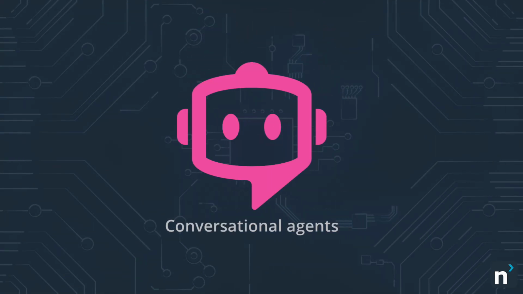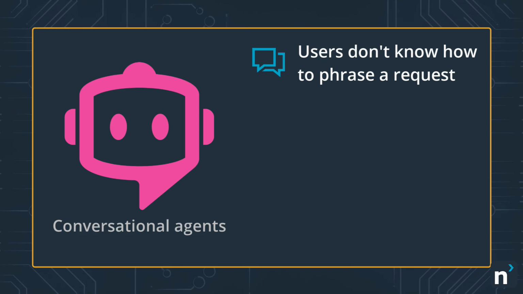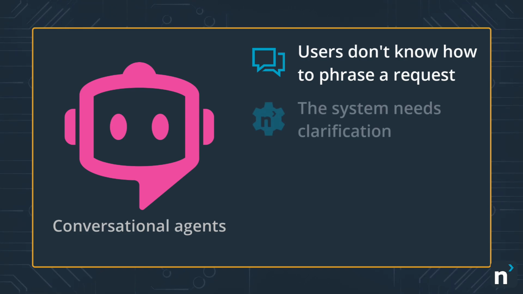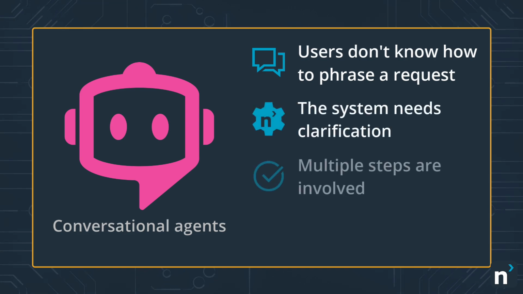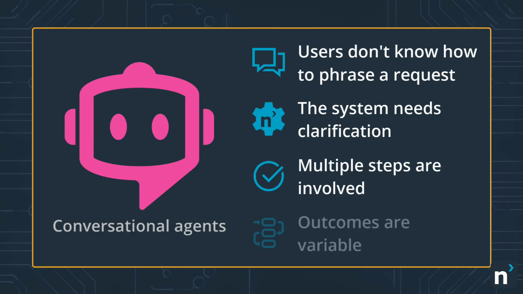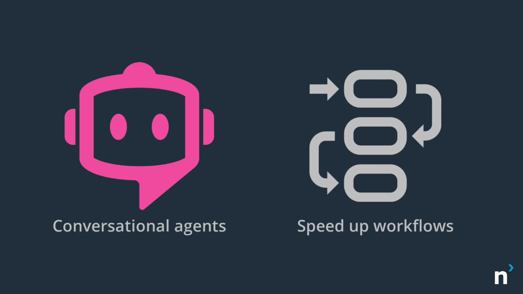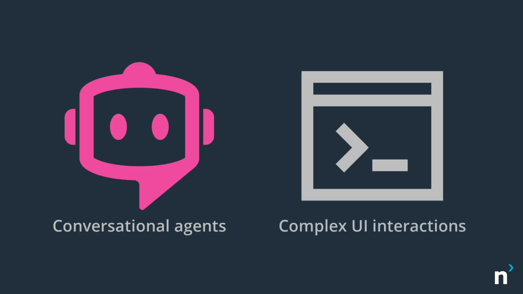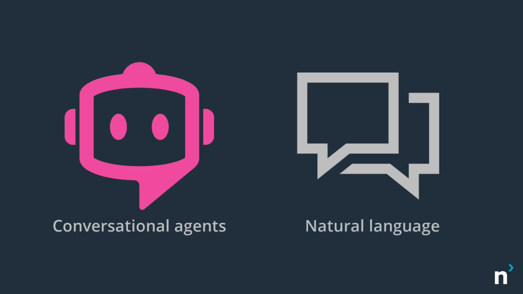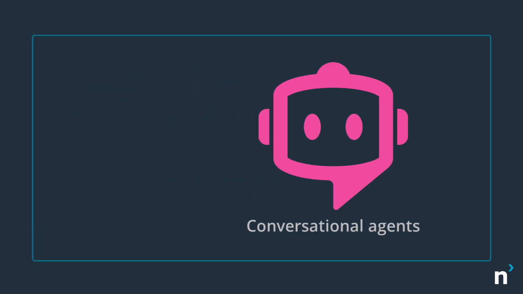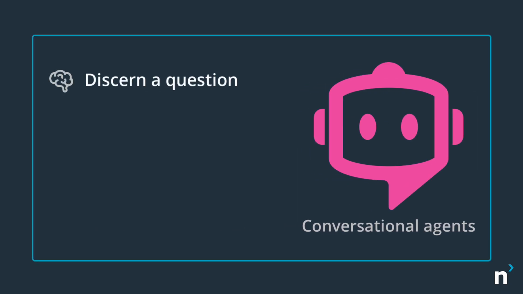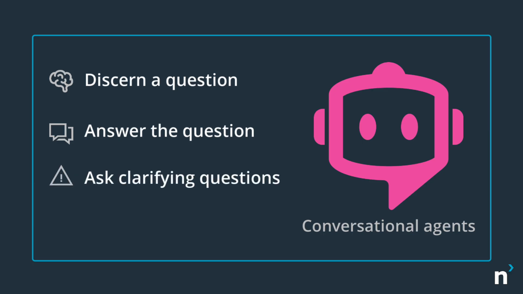Agents are ideal when users don't know exactly how to phrase a request, the system needs clarification, multiple steps are involved, or when outcomes are variable and require planning and reasoning. Agents help speed up workflows by replacing complex UI interactions with natural language. They can discern a question, identify how to answer the question, ask clarifying questions as necessary, and perform action in the system.